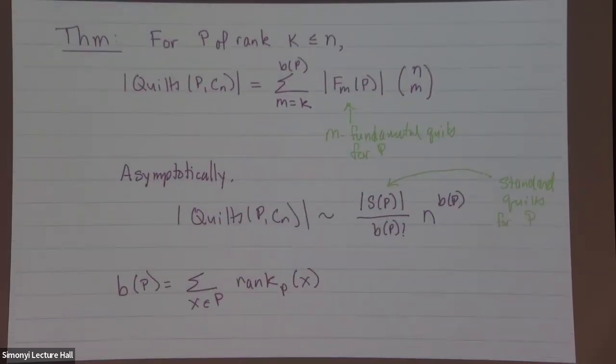So you get a new formula for it, that's coming as a corollary. We're pretty excited about that, actually. So B of P, what is that? That's a natural statistic that should be associated to every poset. And it's just the sum of all the ranks in the poset. Everything is ranked anyway, so it has a rank function.